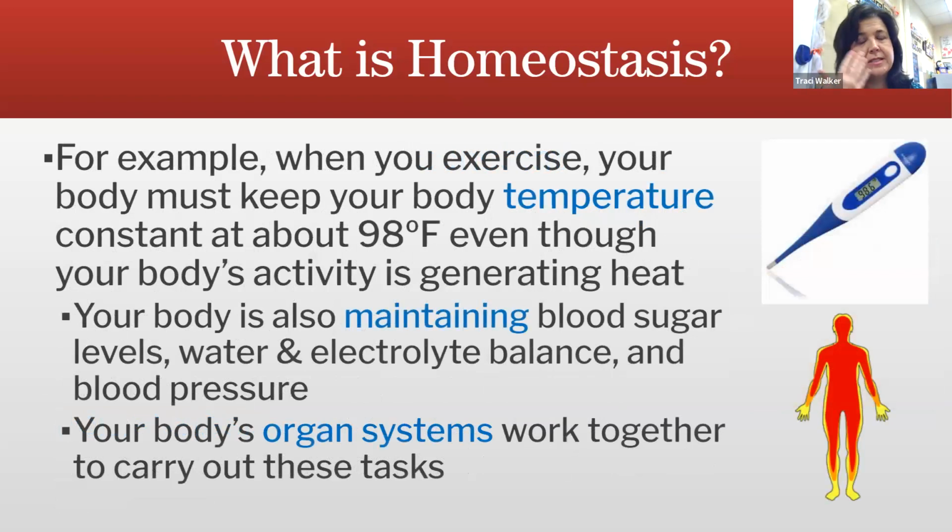All right, so let's talk about temperature first. We maintain an internal body temperature of about 98 degrees. But we also maintain other things in our body. We maintain our blood sugar levels, our water and electrolyte balance. That means our water and our salt balance, and our blood pressure. Our organ systems work together to carry out these tasks. In our next video, we're going to go into more depth about the different organ systems. But for now, just know that they all are working together to maintain this stable internal environment called homeostasis.